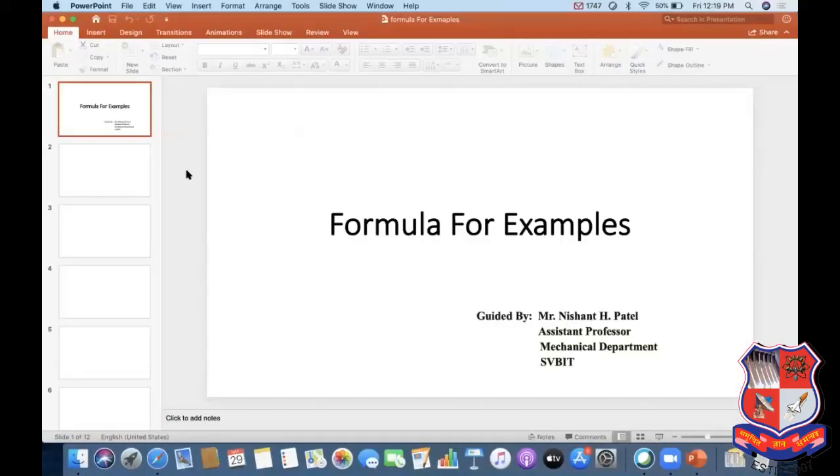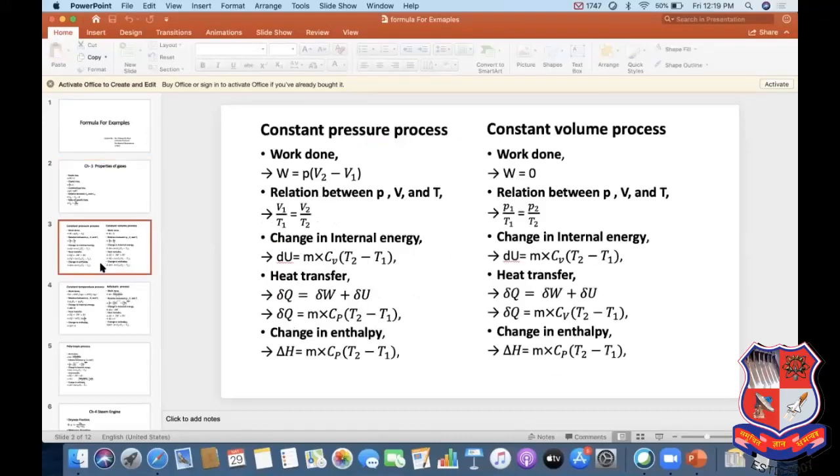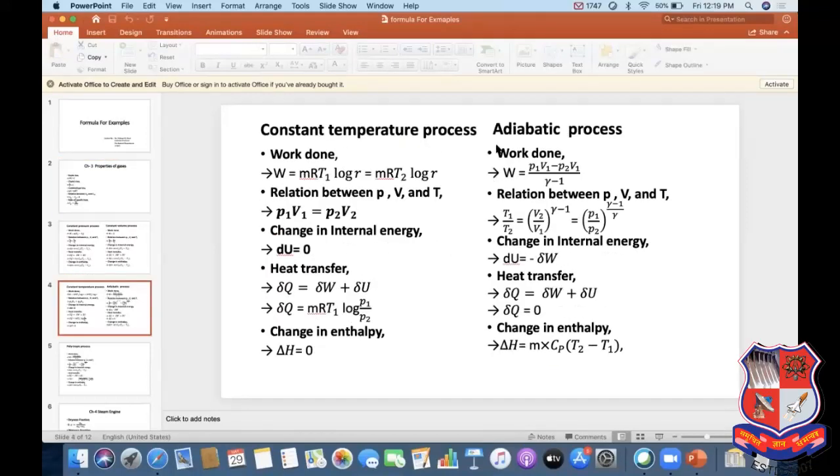So first of all, the name of the process is adiabatic process. Here I draw the PV diagram for the adiabatic process. First of all, I write down the name, adiabatic process. Okay, now I draw the PV diagram of it.